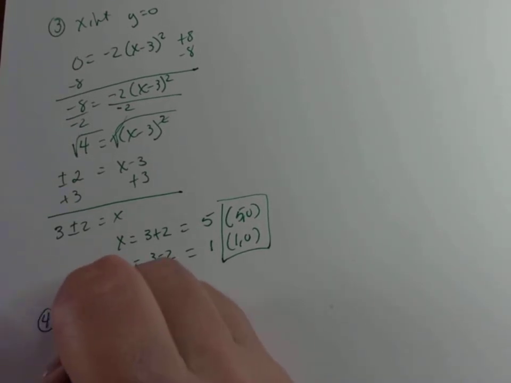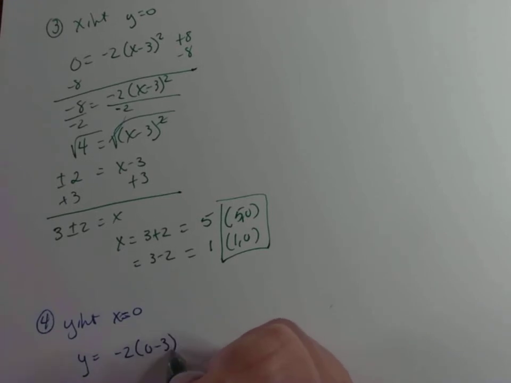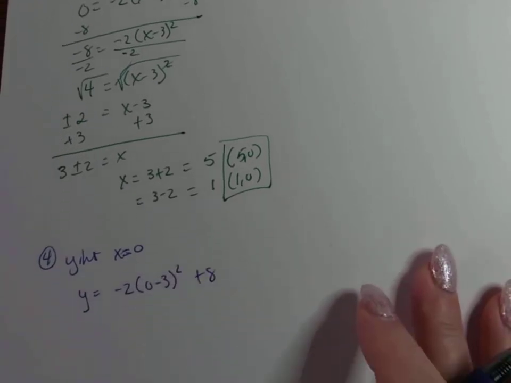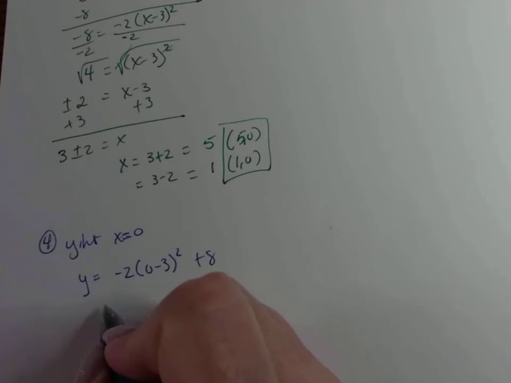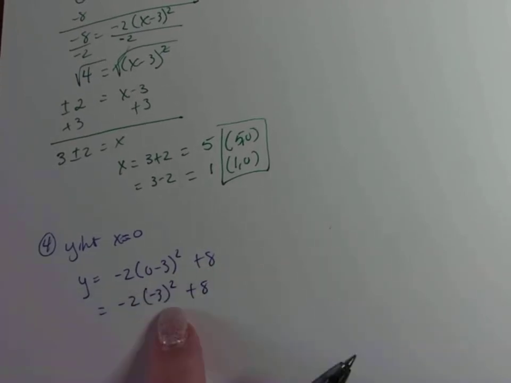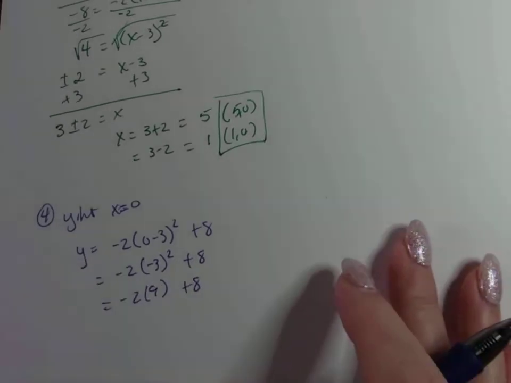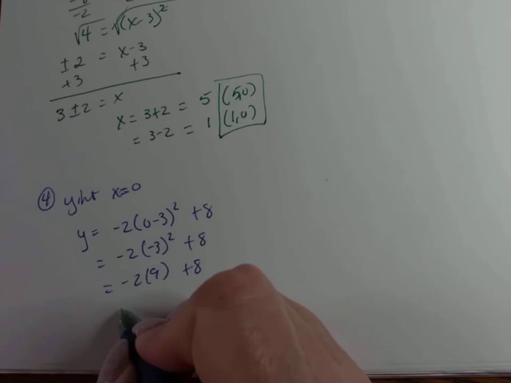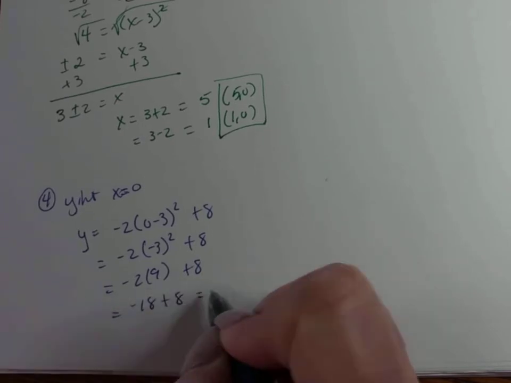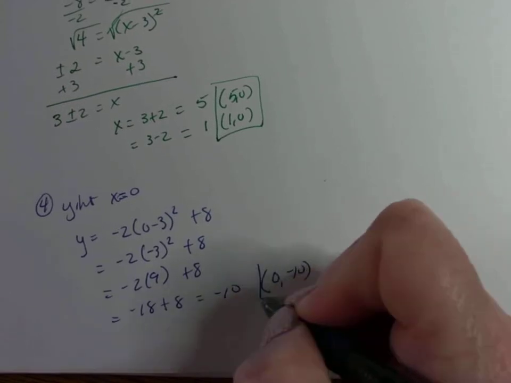So for the y-intercept, x equals 0. So this will get us y equal to negative 2 times (0 minus 3) squared plus 8. So again, I'm plugging in the value. So this will be negative 2 times (negative 3) squared plus 8. Negative 3 squared will get us 9. Negative 2 times 9 will get us negative 18, plus 8 will get us negative 10. So our point will be (0, negative 10).